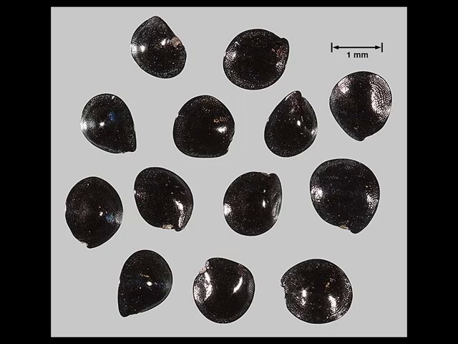And finally, here are the mature seeds, which are shiny and black and flattened, similar to seeds found across the family and in fact across the entire order Caryophyllales.